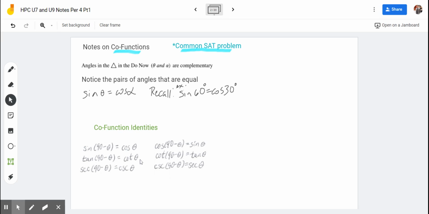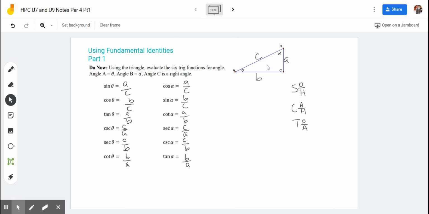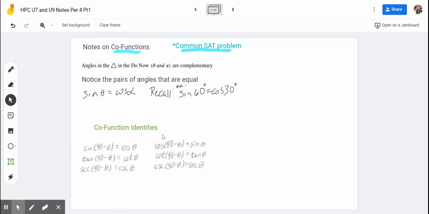So our cofunction identities state that sine of 90 minus theta is equal to cos of theta. All right. And it makes sense, right? Because if we think about the angle measures inside of a right triangle, if we know one angle is theta, then the other angle has to be just the difference between 90 and the other angle. Okay, so that's why these cofunction identities are true.